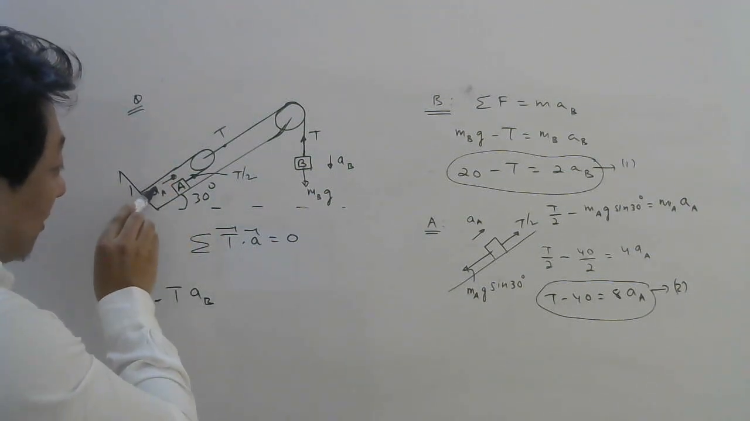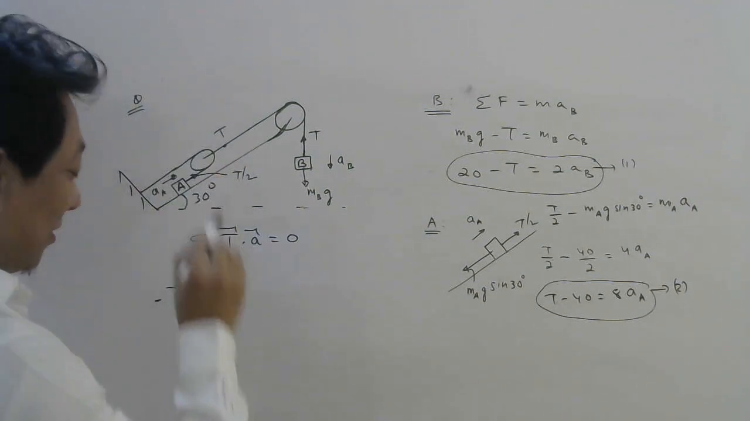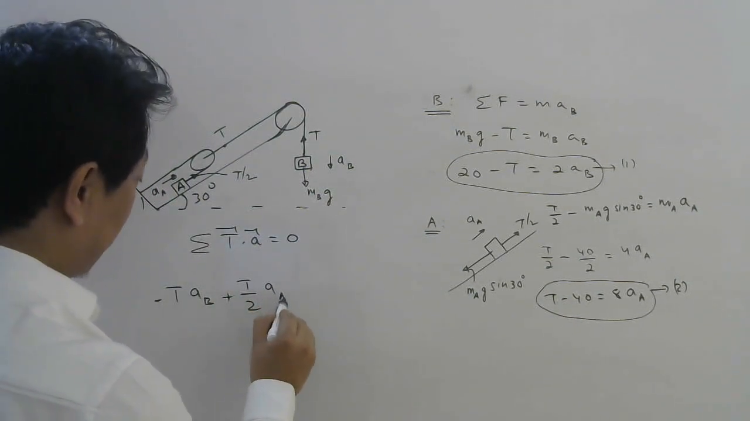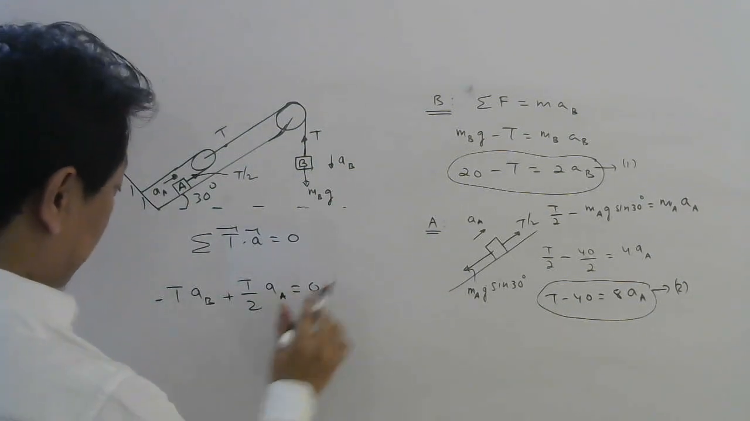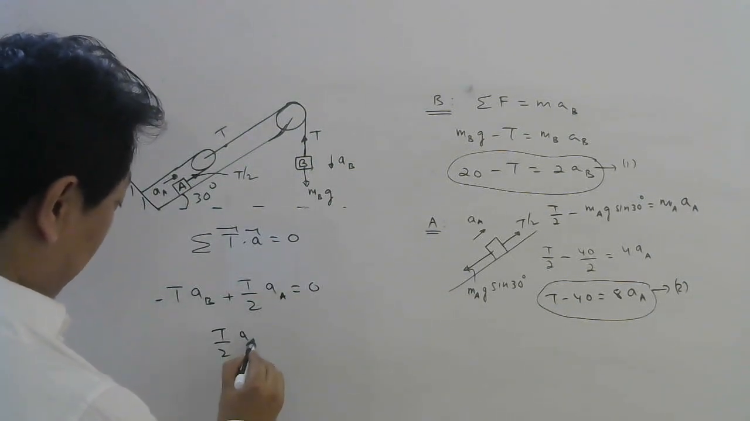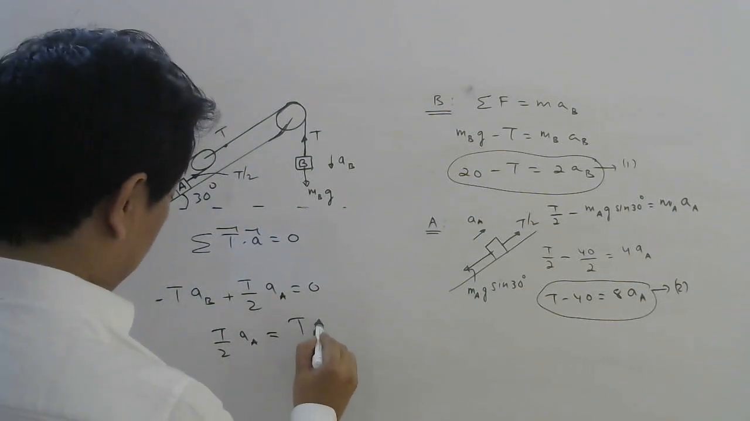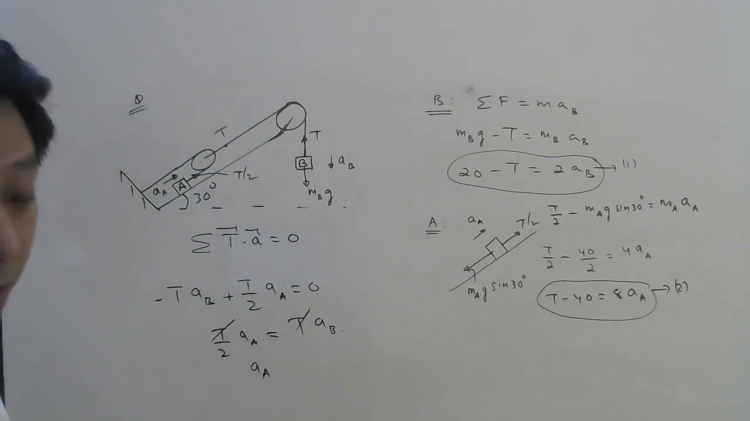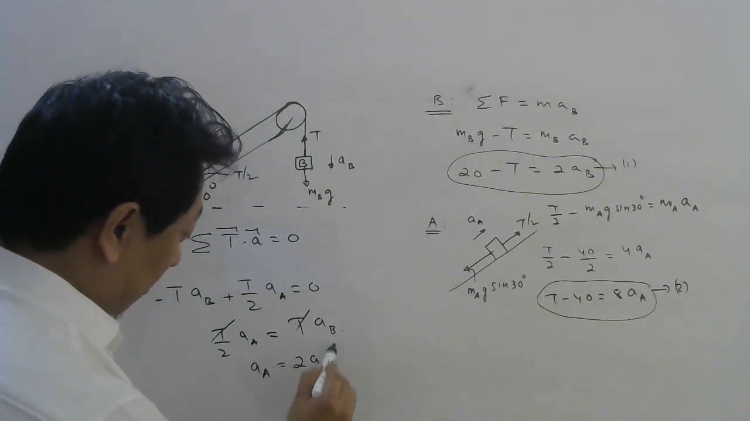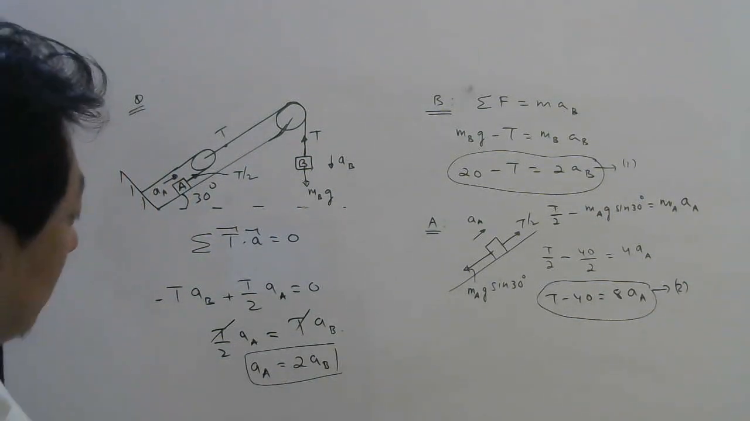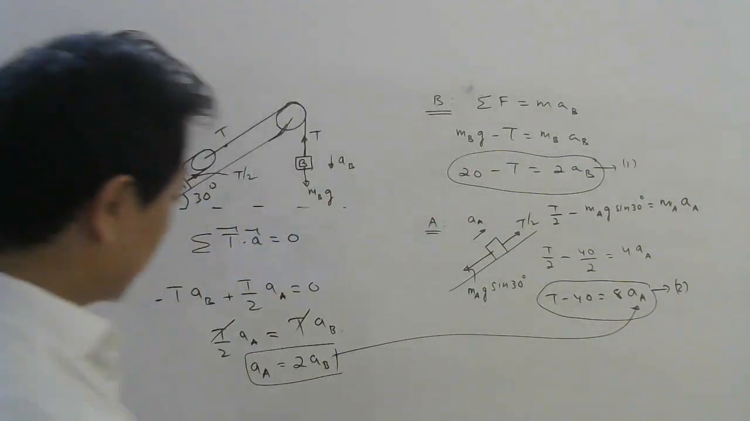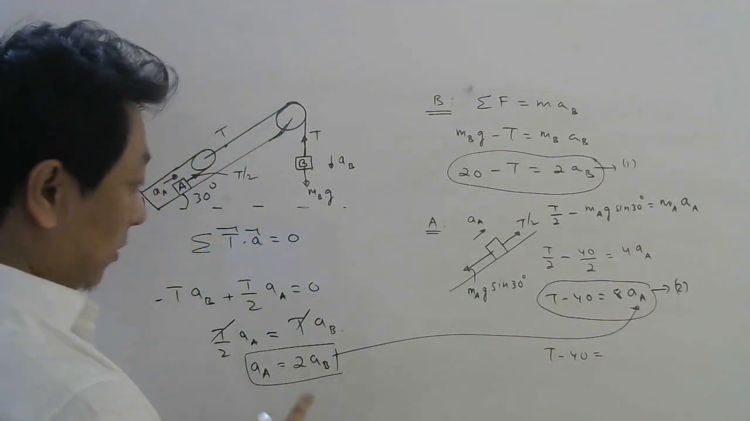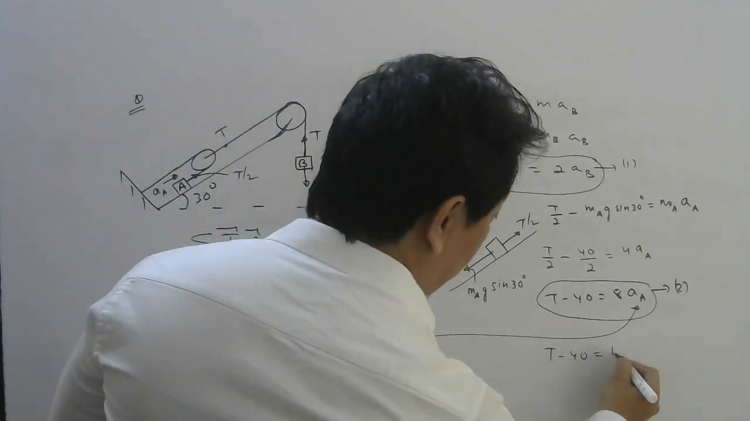For this block, acceleration is here, tension is also here. So plus, the product will be tension T by 2 into acceleration of A. So take this one this side, so you will get T by 2 into A of block A equal to T into acceleration of block B. T will get cancelled. So acceleration of block A is twice the acceleration of block B. So if you substitute this here, because I know acceleration of A now, that will be T minus 40 equal to 2AB. If I substitute here, it will be 16AB.